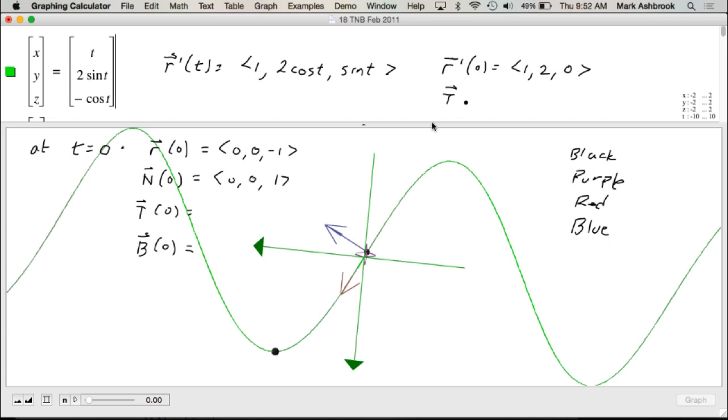So it's a lot easier to do these if you have a particular point, right? It's when you have to do them as functions that the algebra gets really ugly, okay? When you have to do all these derivatives and normalizing and maintaining expressions in terms of little t, that's when things get ugly. So all we need to do to get T of 0 is just unitize this vector, which is, is it square root of 5? Yeah.